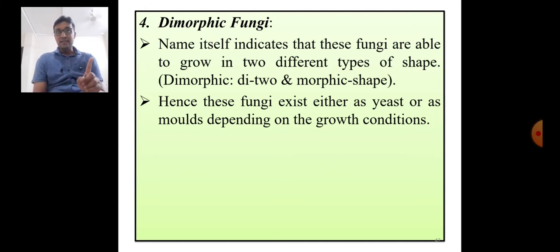Name itself indicating that this fungus has an ability to grow into two different types of shape. Di means two and morphic means shape. It indicates that it is able to grow in two different types of shape, and that's why it is called the dimorphic fungi.